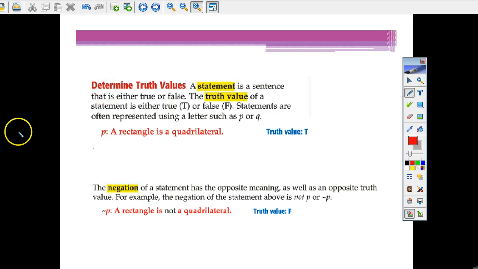Okay, and the negation of a statement has the opposite meaning as well as the opposite truth value. For example, the negation of the statement above is not P, and you write it like this, squiggly P. So that's when you negate a sentence. Here the statement is a rectangle is a quadrilateral. Negating it, you put a squiggly P: a rectangle is not a quadrilateral, and the truth value is automatically false, because if this statement is true, the negation of it is false.